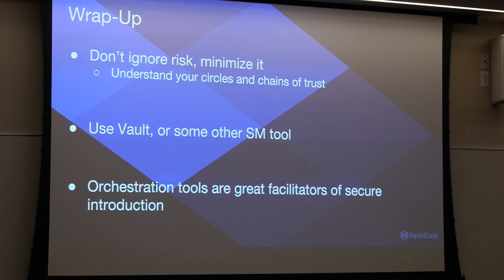Figure out where your risk is. Figure out what your appropriate level of risk is. And remember that security is risk management, right? It's about making sure that you're keeping risk minimized and that you understand what the threats are. And you have to model that. So figure out your circles of trust, your chains of trust, et cetera, and then figure out how you're going to get things from point A to point B. Use Vault or some other secret management tool. There are other secret management tools that will meet your needs, I'm sure.